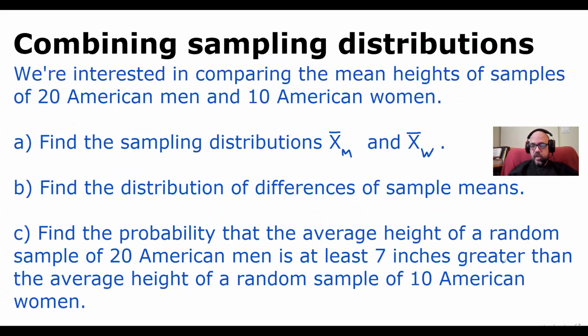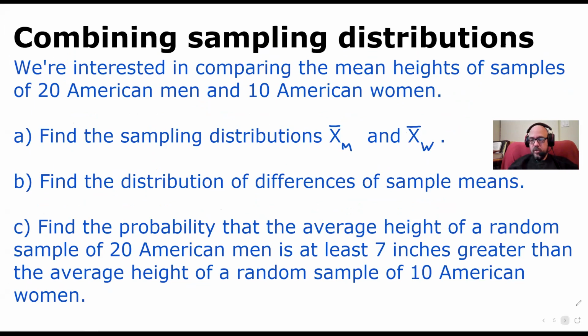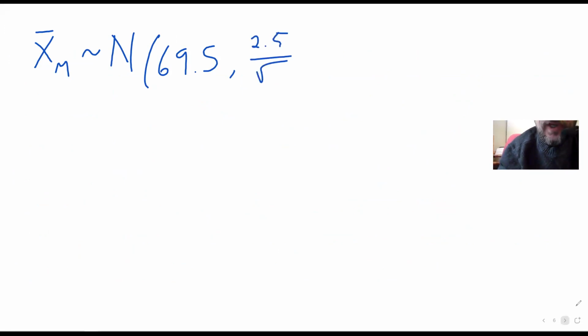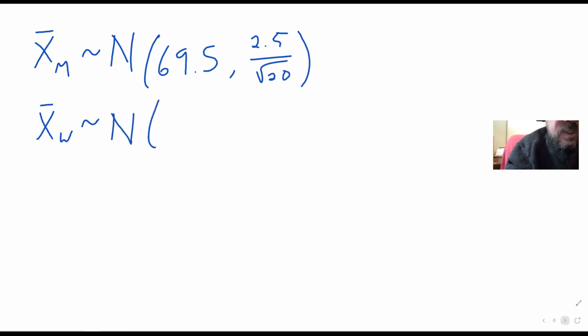All right, so the sampling distributions X bar M and X bar W. X bar M is approximately normally distributed with a mean of the mean of the population, which is 69.5, so mu sub M, and a standard deviation of the standard deviation of the population divided by the square root of the sample size, which is 2.5 divided by the square root of 20. We'll find that number in just a second. So X bar sub W, same thing with the women, right? Approximately normally distributed, mean of 64.3 and a standard deviation of 2.4 over the square root of 10.